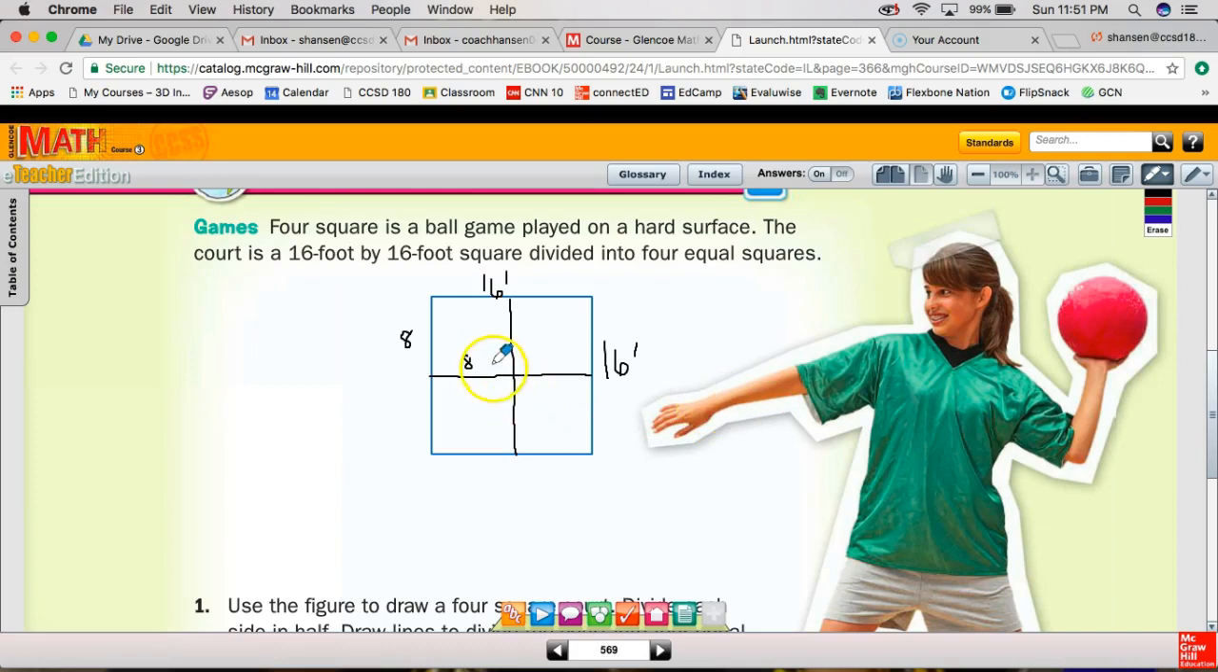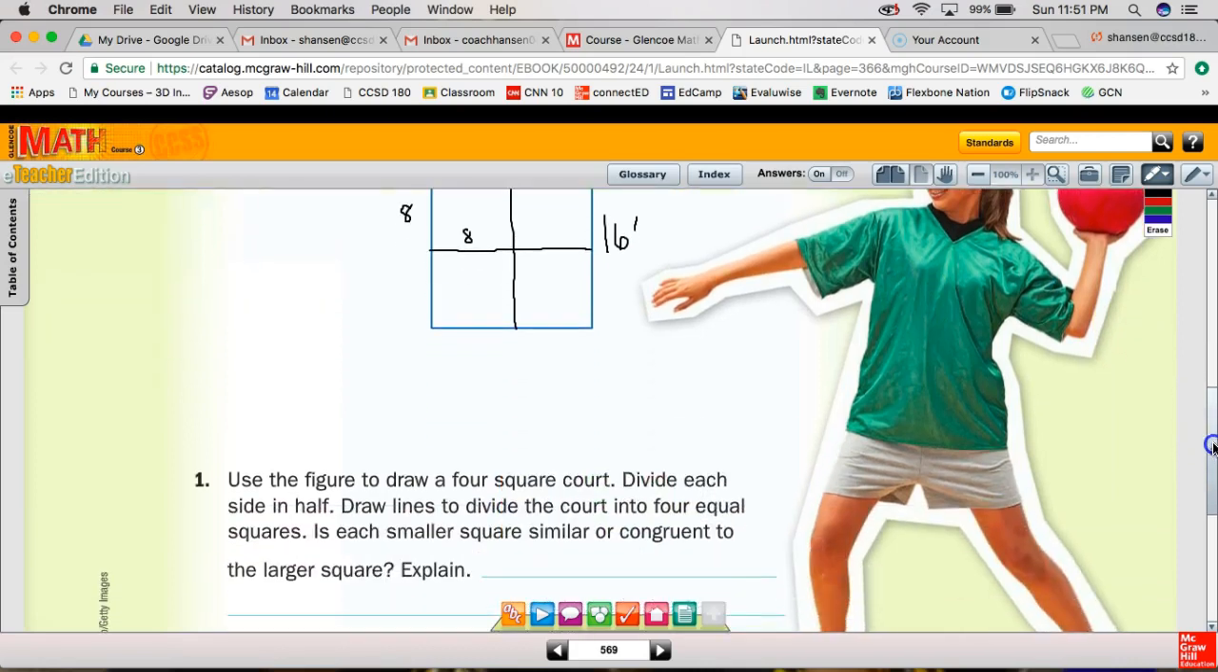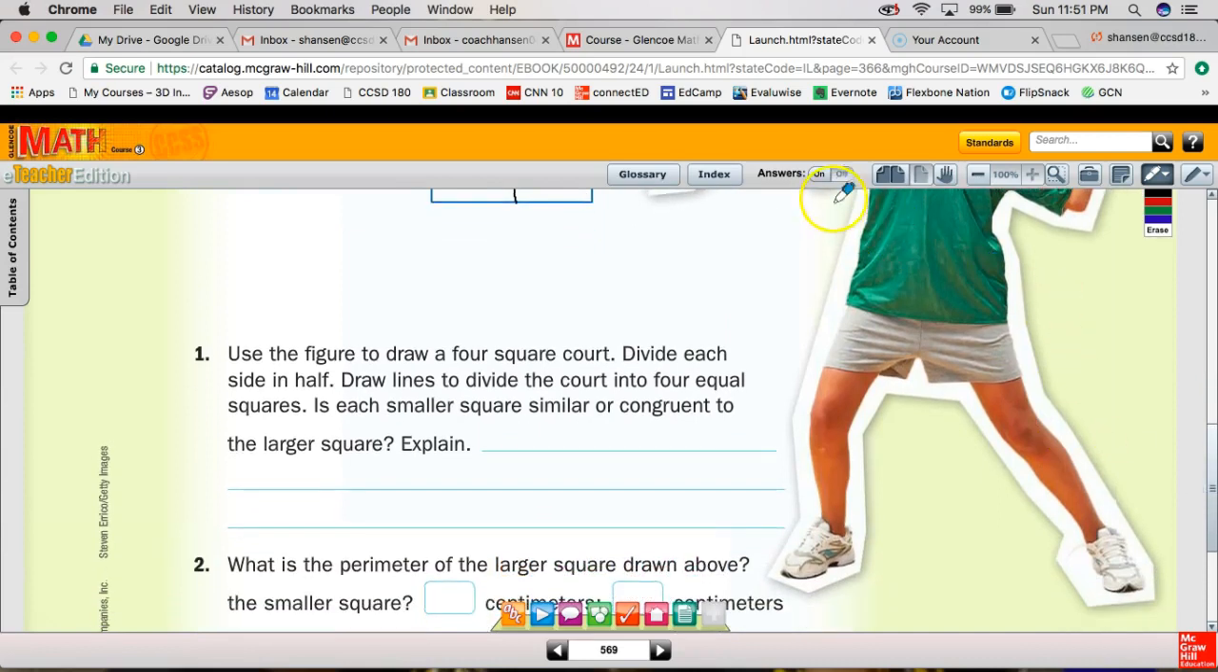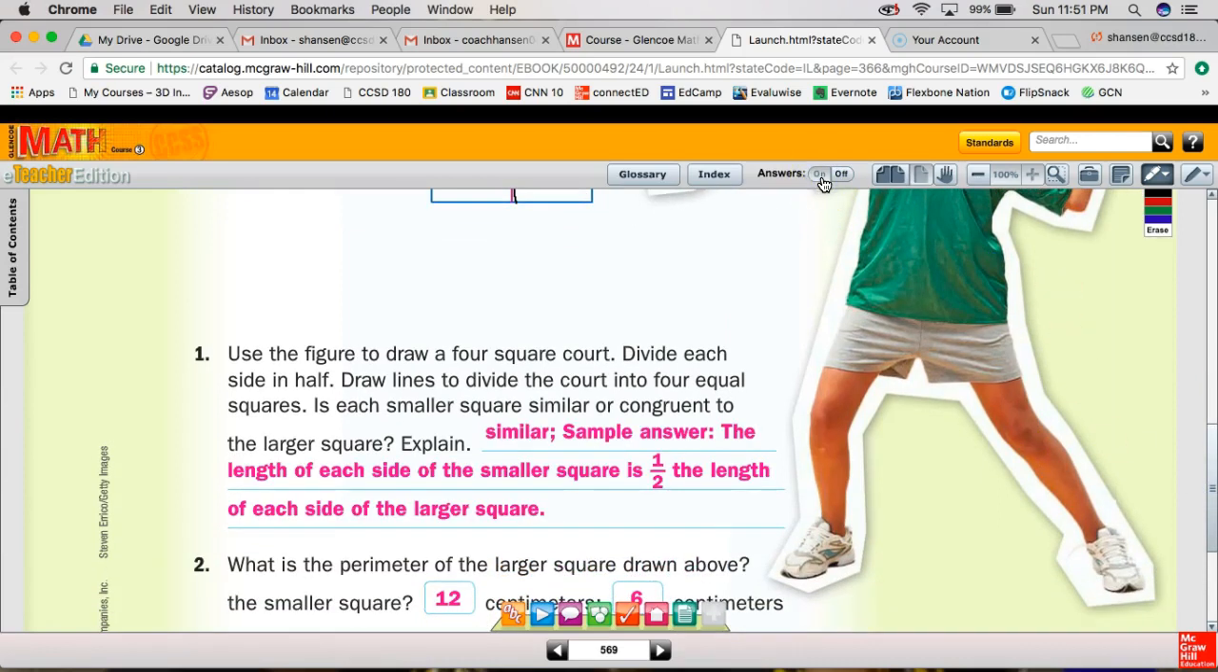So clearly, they're congruent. I'm sorry, not congruent. They're similar. Each of the little four squares is congruent to each other. The small part, 1/4 of the whole big thing, compared to the big square is similar. So what are they asking? Is each smaller square similar or congruent to the larger square? Explain. So it's similar. Let's see what the book says. Similar because the length of each side of the smaller square is half the length of each side of the larger square. So basically what I explained, the smaller squares are similar to the larger square.